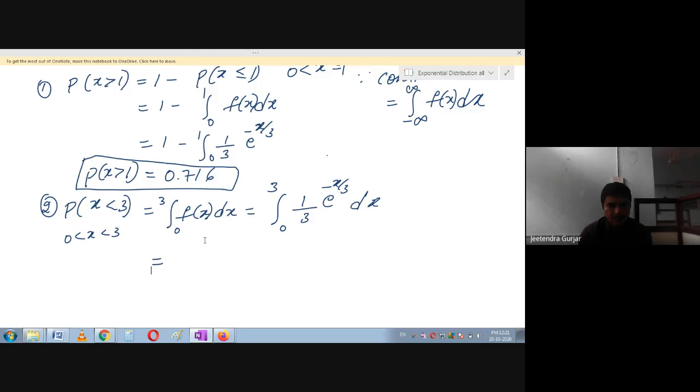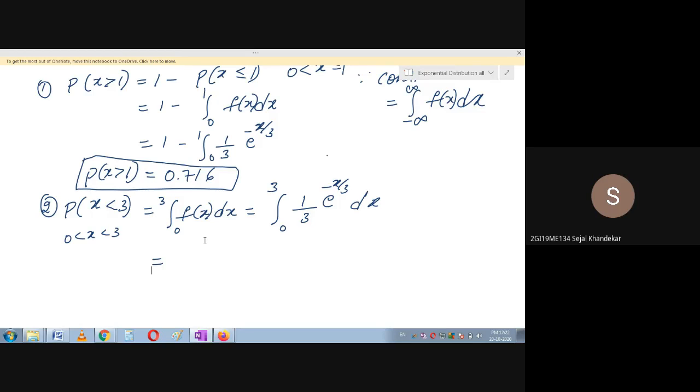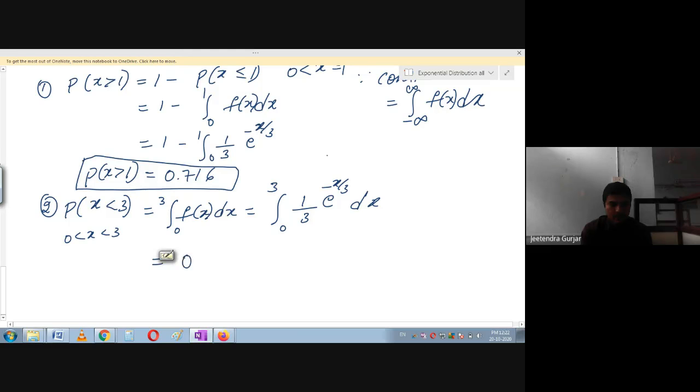Yes, Priyanka, you got the answer. Please substitute in your calculator. Just a simple calculation, integration 0 to 3, 1 upon 3 e raised to minus x divided by 3 into dx. So 0.367. Yes, everyone got the same thing. Please check once again whether you have substituted the values correctly or not.